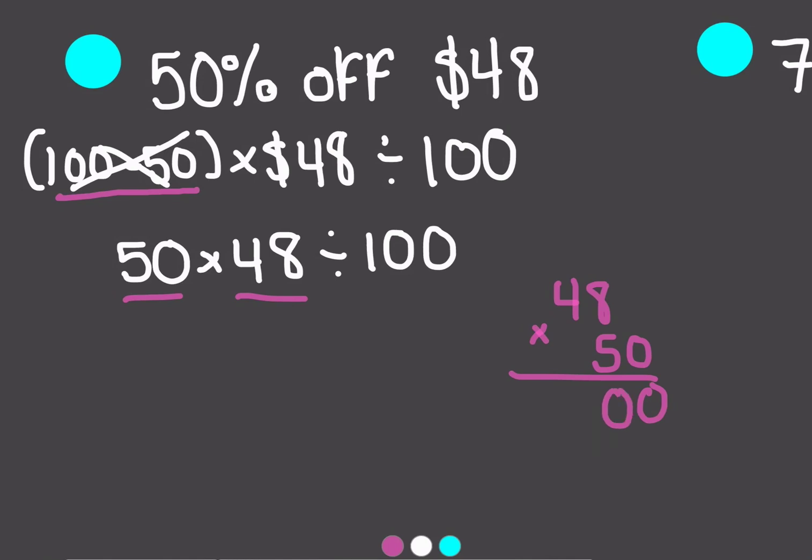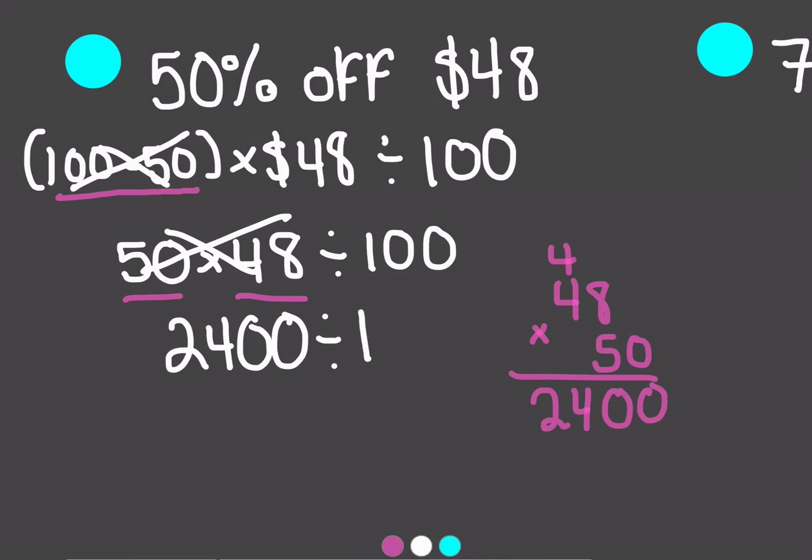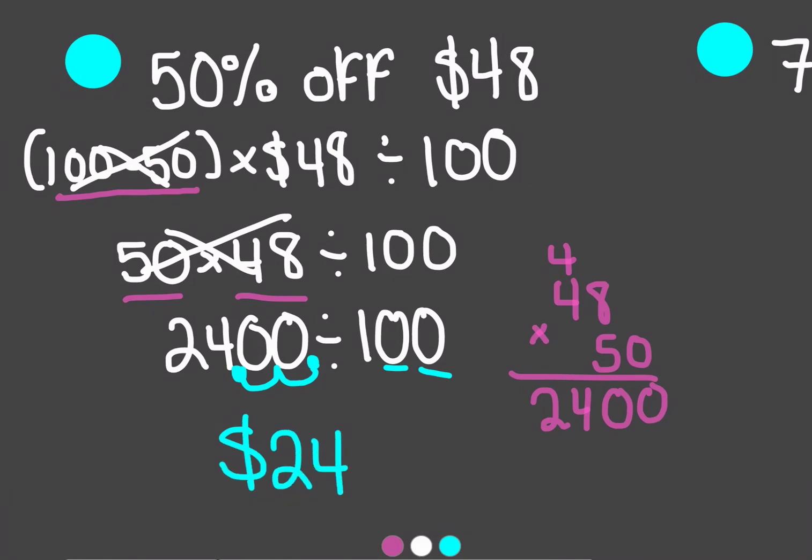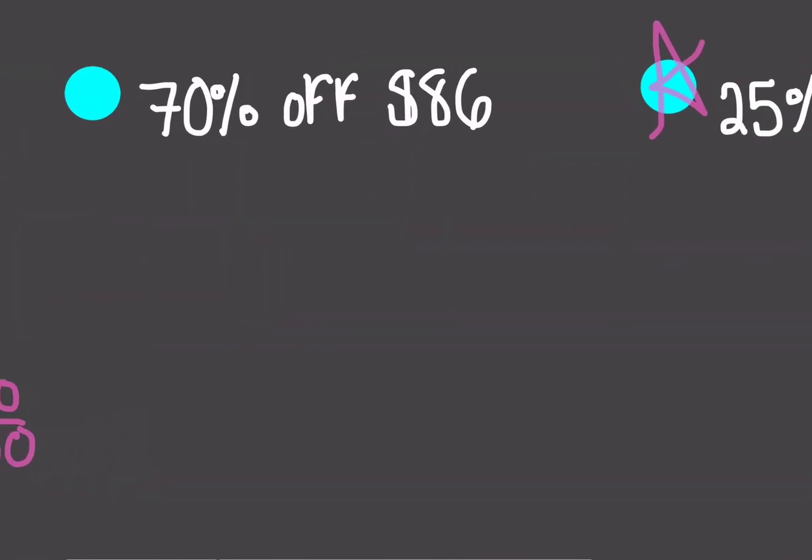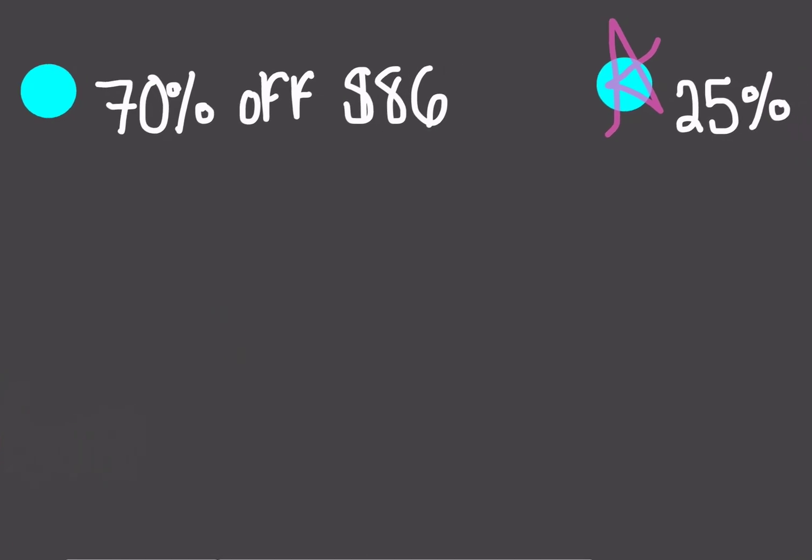5 times 8 is 40. 5 times 4 is 20, plus 4 is 24. So I figured out 50 times 48 is 2,400. I'm done with that. I bring down the 100, and that's just telling me to take my decimal, which is at the end, and jump it over two place values. So that means when you go up to the register, you're going to end up spending $24, which is a big discount. You start off at $48, you're only spending $24, so they split that price in half. The next one, 70% off of $86. That's a huge discount. Let's see how much you're actually spending.